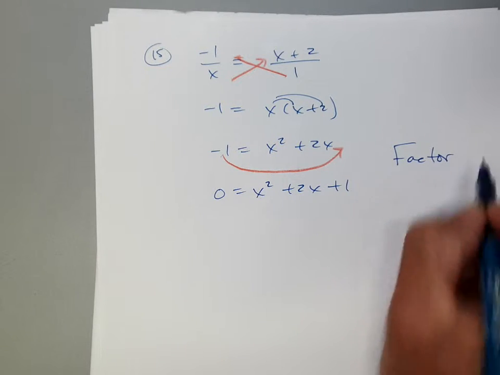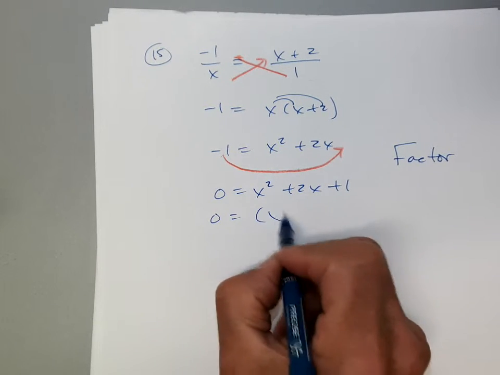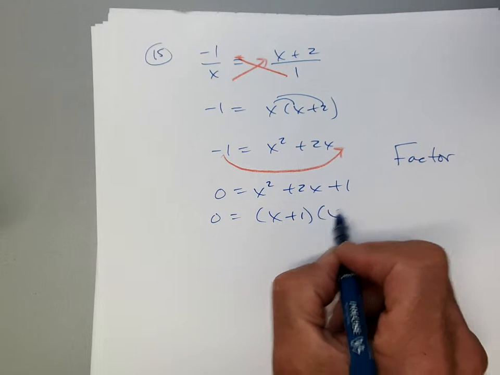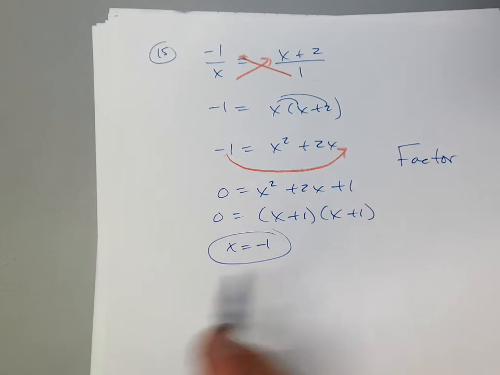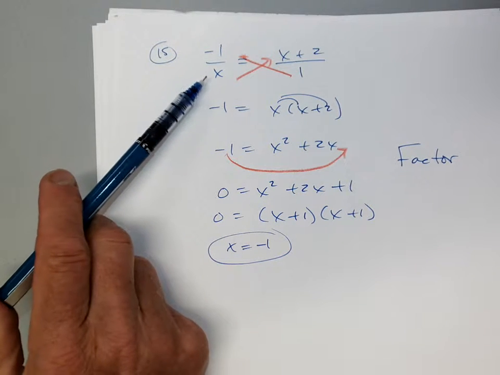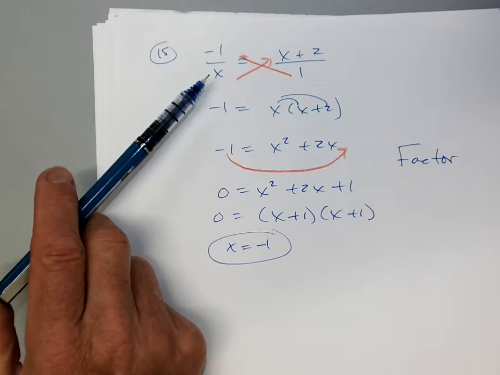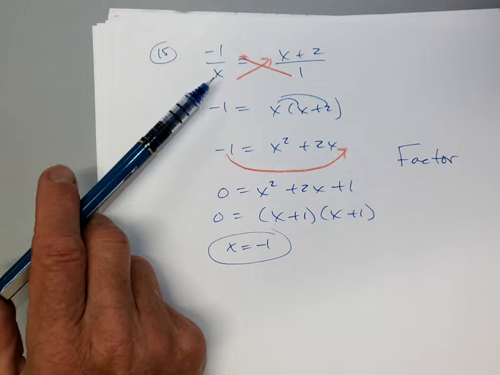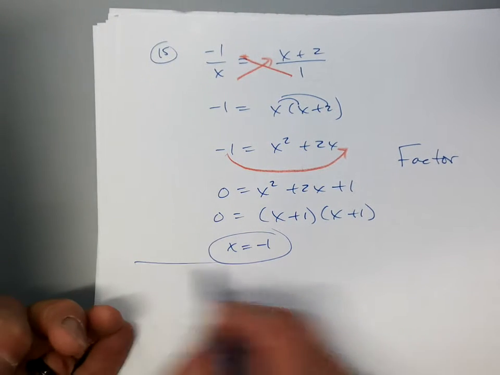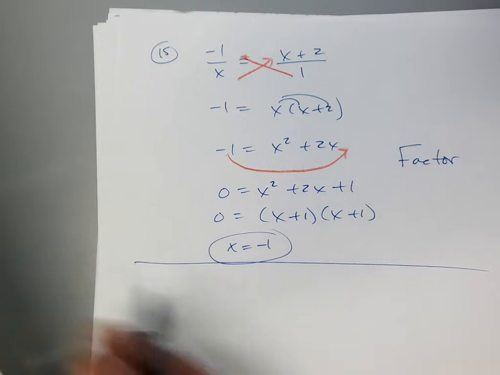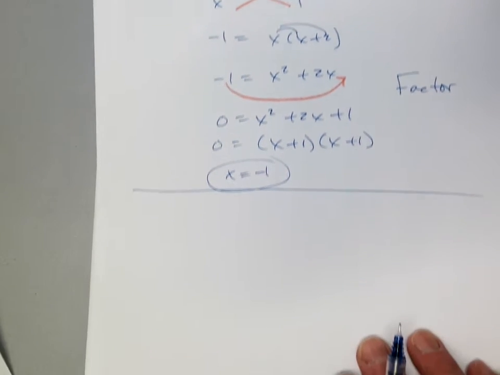I think it'll factor, won't it? Plus 1 is plus 1. Yeah, x plus 1, x plus 1, or x equals negative 1, right? Now, negative 1's okay. What I couldn't have is an answer of 0. You with me? Negative 1's okay. I cannot have a 0, right? So I'll keep that answer. How am I doing? Terrible. Okay, 16.